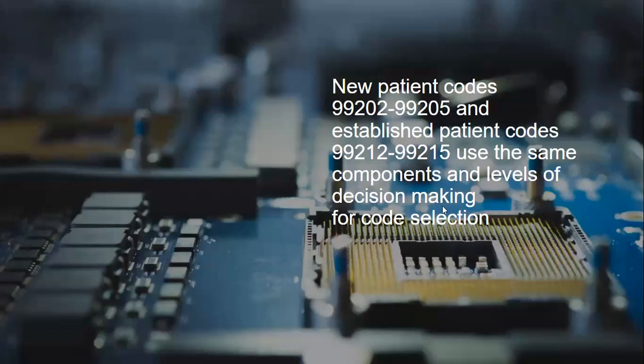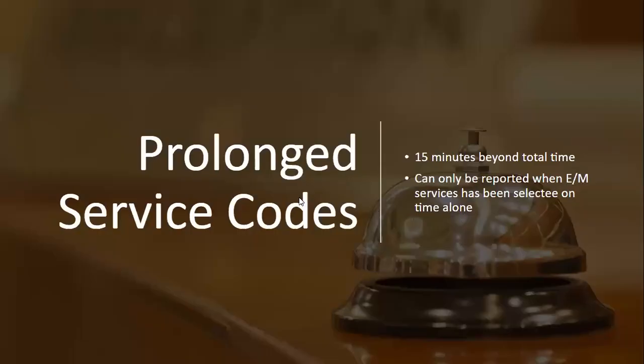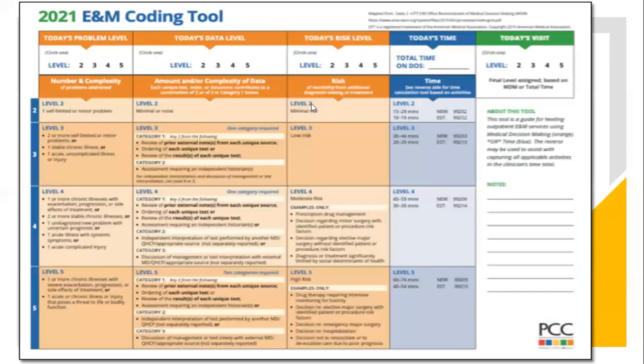Here are the codes. We have the prolonged service code. This is a bad copy, but you can look it up. So you hear me talk about levels. Level 1 is not even on here anymore. You have 2, 3, 4, and 5. You can look it up. It's a 2023 E&M coding tool.